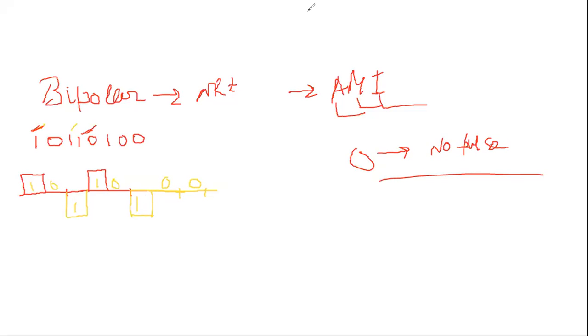So that's why it is called alternate mark inversion. Why is it called alternate mark? Alternate means one after another. Mark means logic 1. This mark indicates logic 1, this mark indicates logic 1. Inversion means it will be inverted, alternately inverted. Which one? The marks. That means the logic 1 would be alternately inverted.